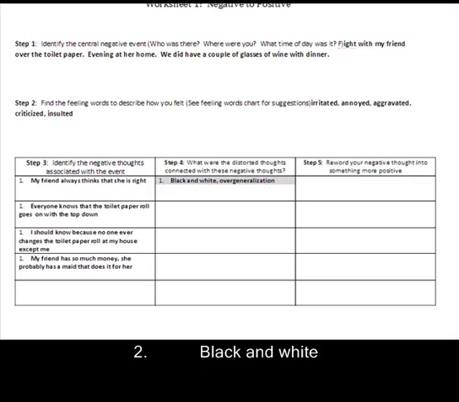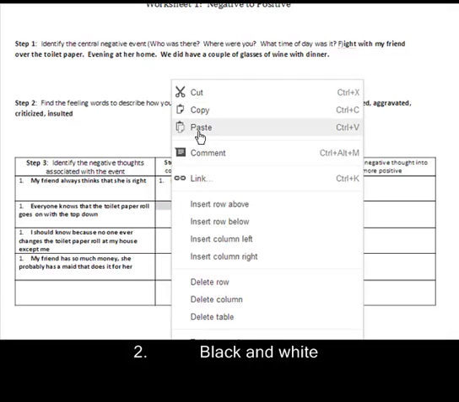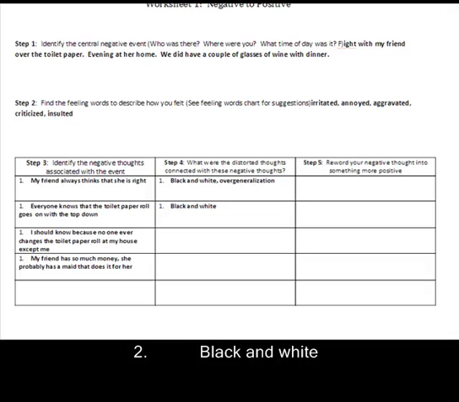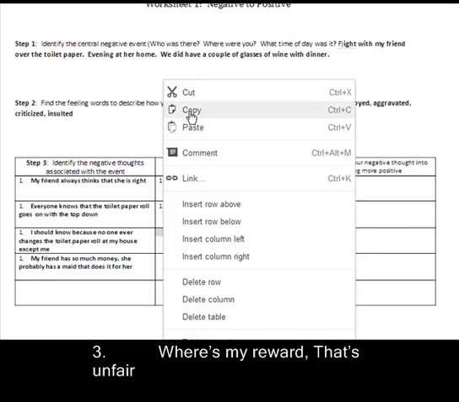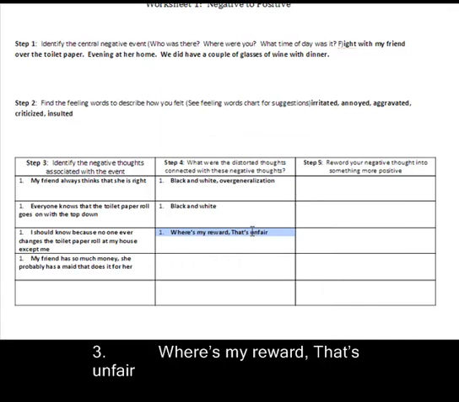For the next thought, when I say everybody knows that the toilet paper always goes with the top down, I think I would have to say that that is a black and white thought. There's nothing you can say that pertains to everyone. Obviously, my friend feels one way and I do the other. The third one, I should know because no one changes the toilet paper around my house. Well, that's kind of unrelated to my friend. That's more, where's my reward? Somebody should give me credit for having to change the toilet paper, and it's really unfair anyway that I have to do it all the time.